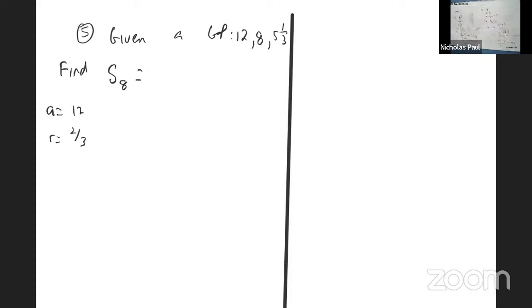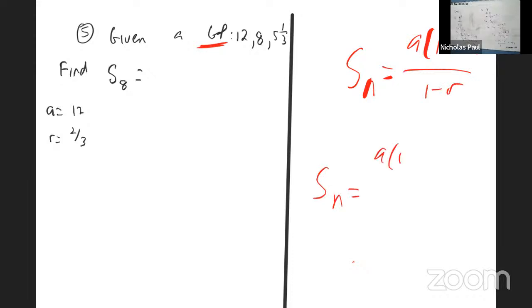All right, so those who get in trouble in the calculator, right? We already know it's a GP, so it means we have two formulas to choose from. S_n is a(1 - r^n) over 1 - r, or S_n is equal to a(r^n - 1) over r - 1.